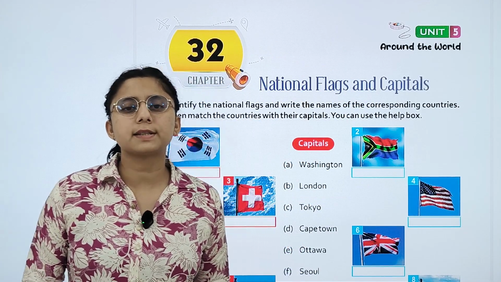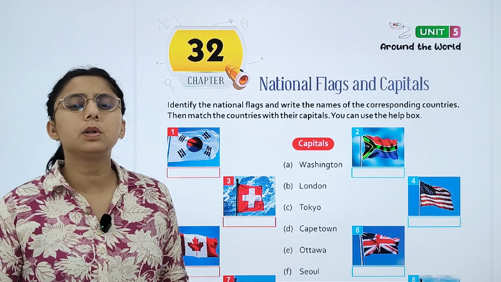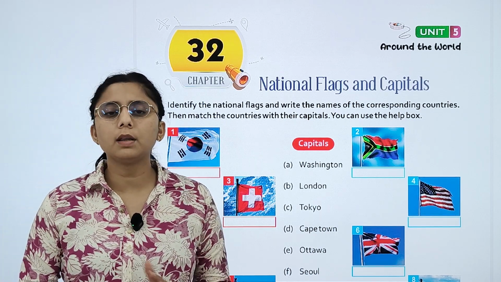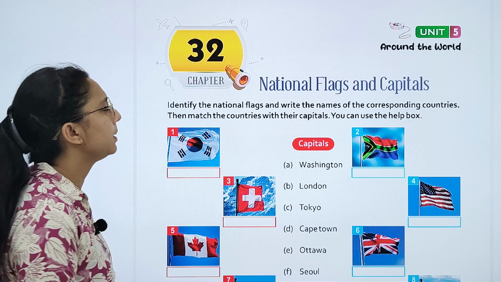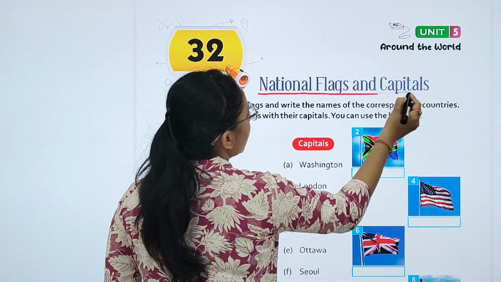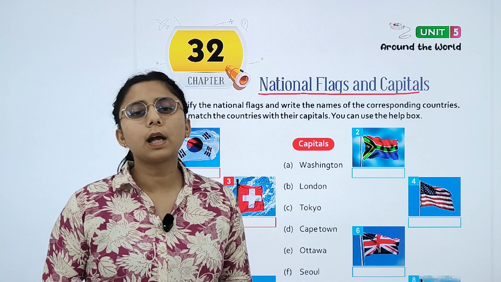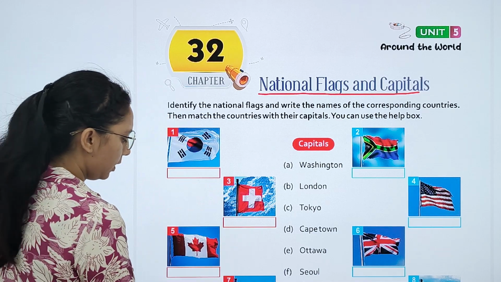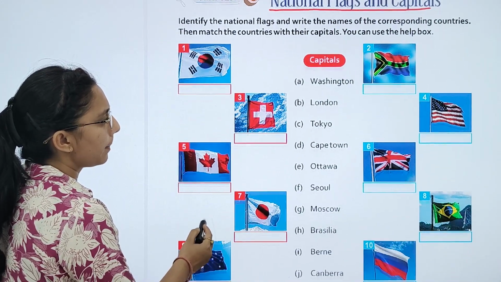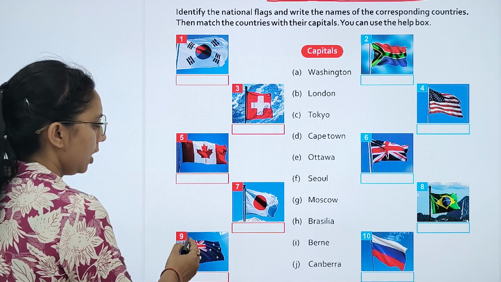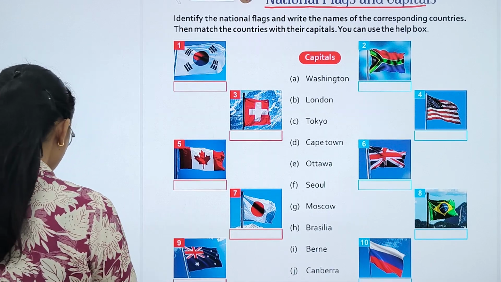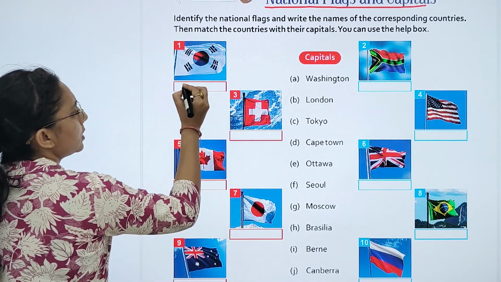Now children, today let's start with Unit 5, Around the World. In this Unit 5, I will start with chapter number 32, National Flags and Capitals. In this chapter, I will start with the national flag and the capitals. Here national flags have been given of different capitals. So first, this is the map of Seoul.